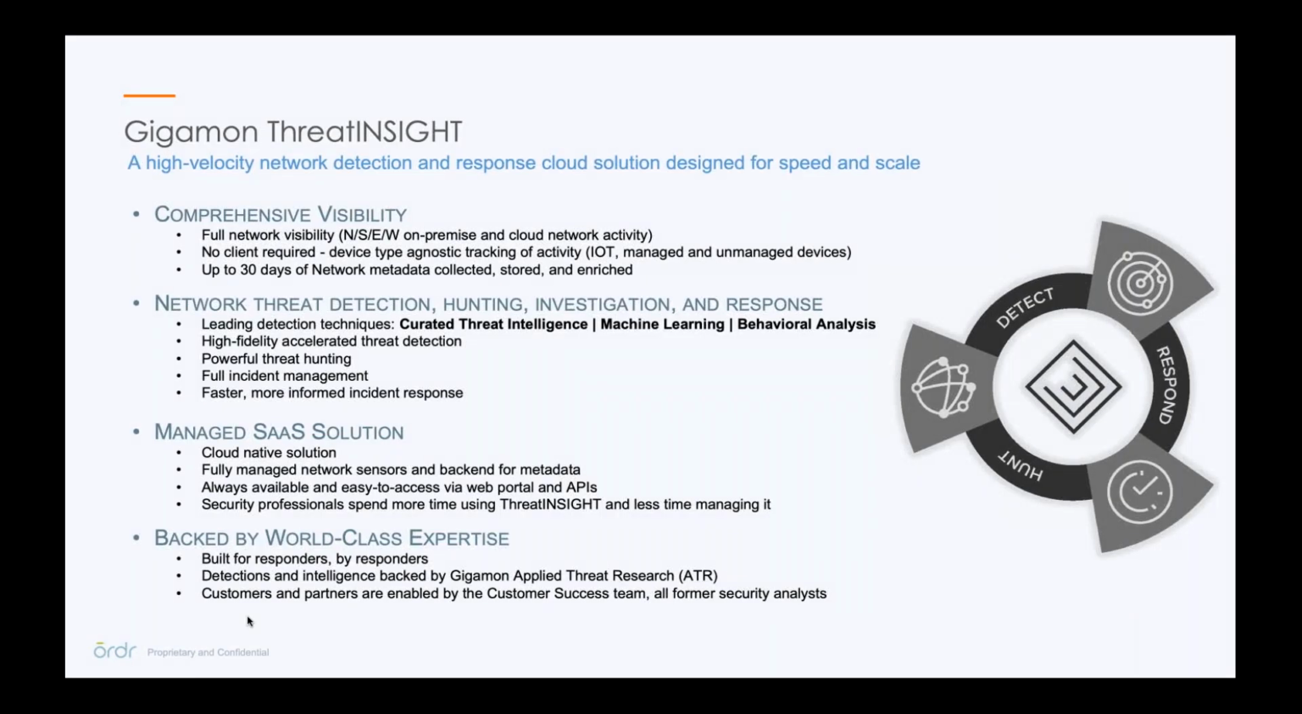And so what this does is, combined with the Gigamon Visibility and Analytics Fabric, the Threat Insight is able to help provide very comprehensive visibility across your whole network, and be able to detect and provide very good analysis to then be able to respond appropriately. And that solution's offered as a managed service, security as a service type of solution.